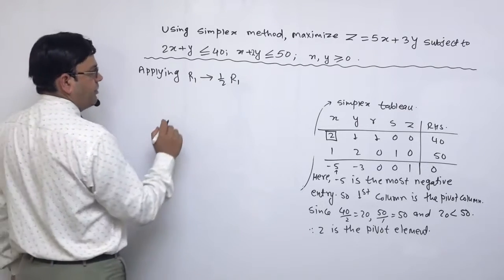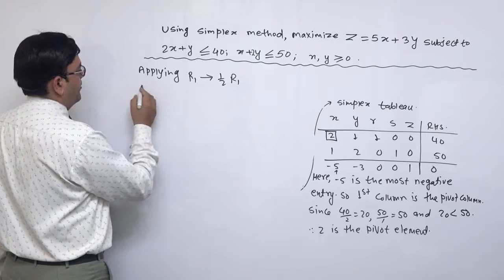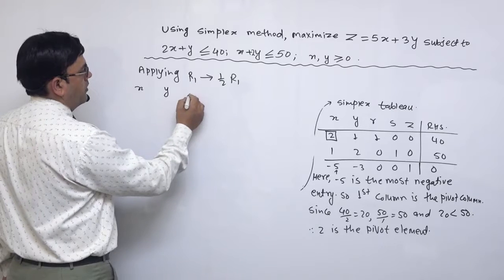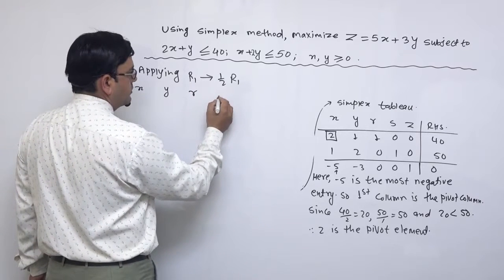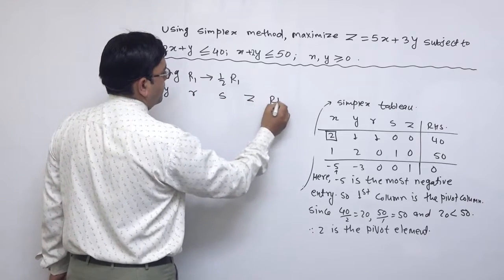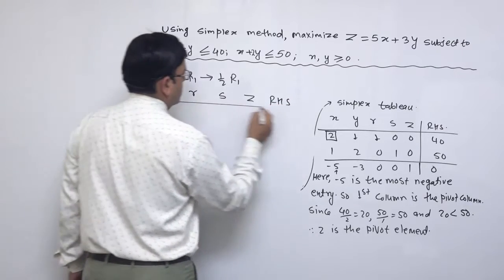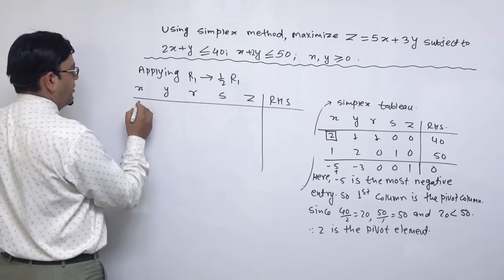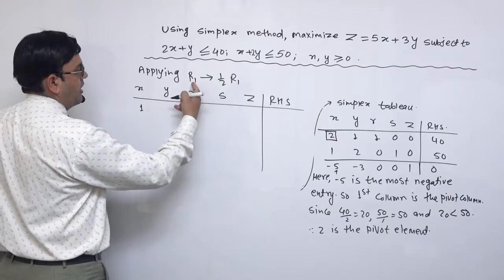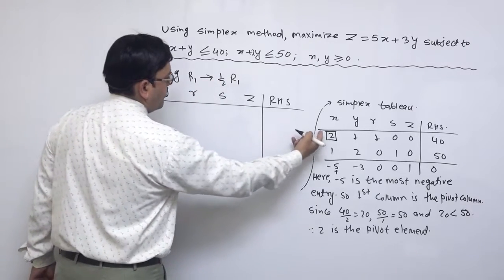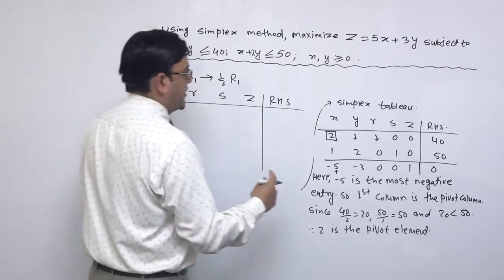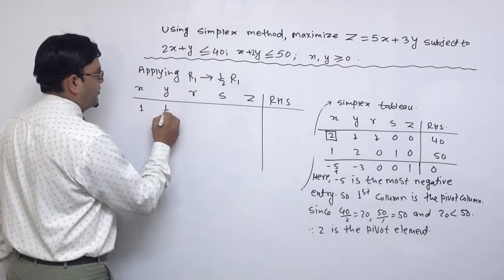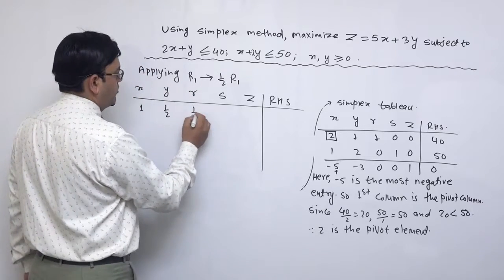अब हेर्नुस् है, यसपछि हाम्रो यो टेबल x, y, R, S, Z, RHS. So we have here 1 because R1 changes into 1/2 R1. So 1/2 times 2 is 1. So here this one 1/2 times 1 is 1/2, and another also 1/2.